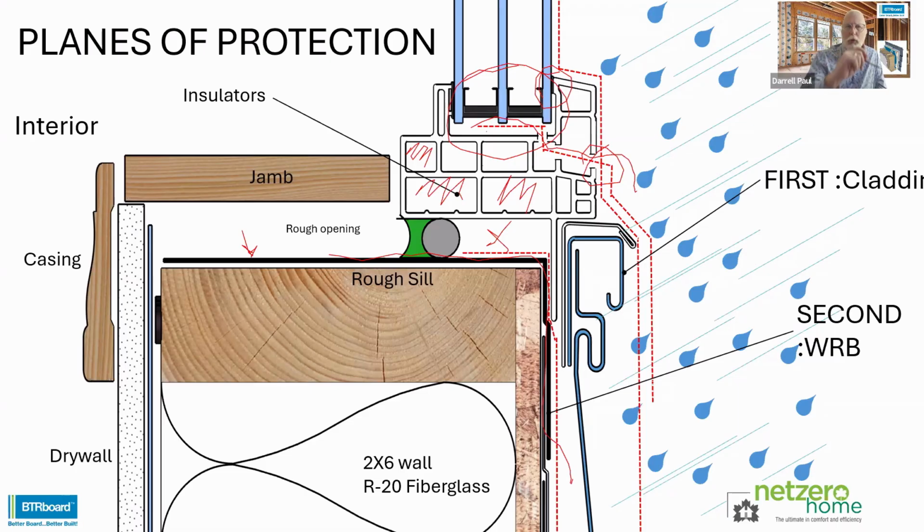So when we look at that, we have a couple of things here. One is we have a bit of a back dam created by the closed cell backer rod here with a bead of caulking here. And that actually helps also not only with moisture, but that helps with air.